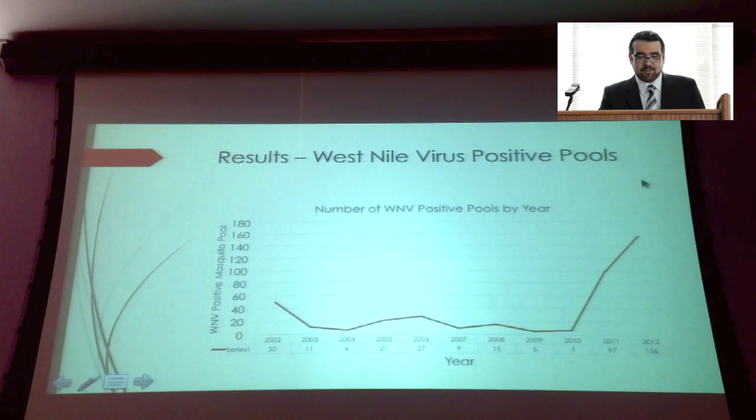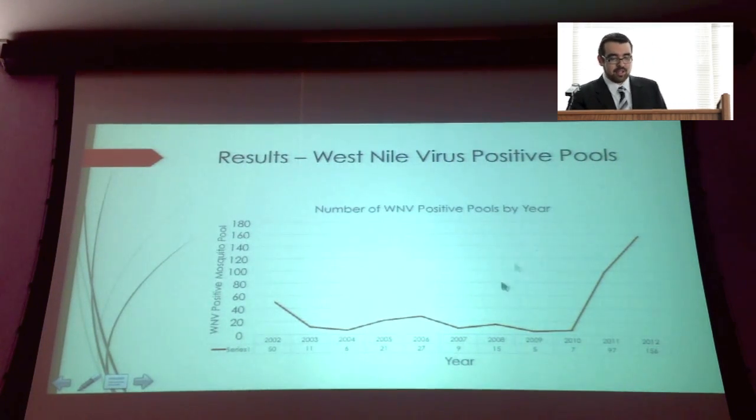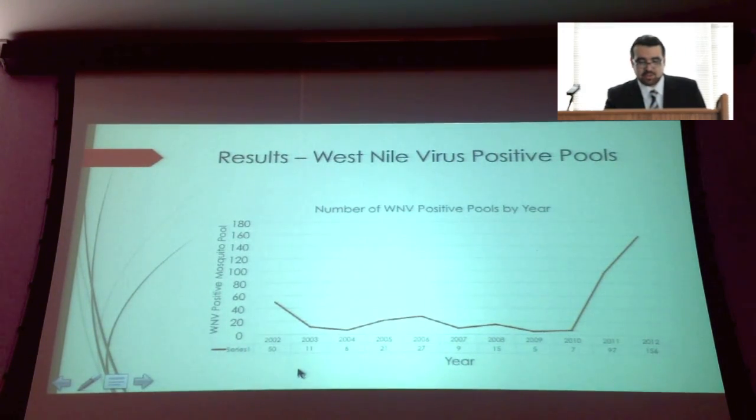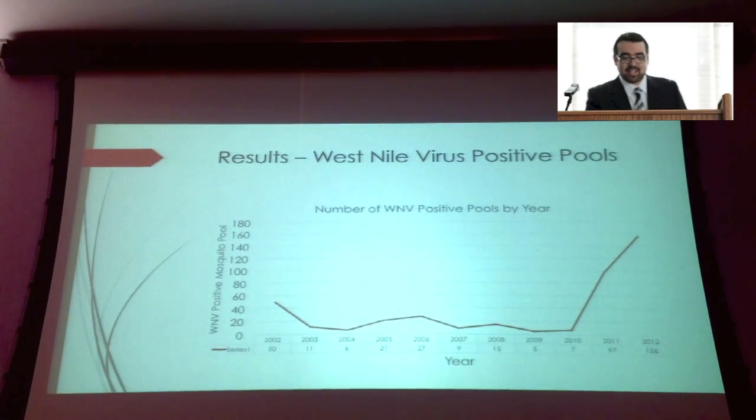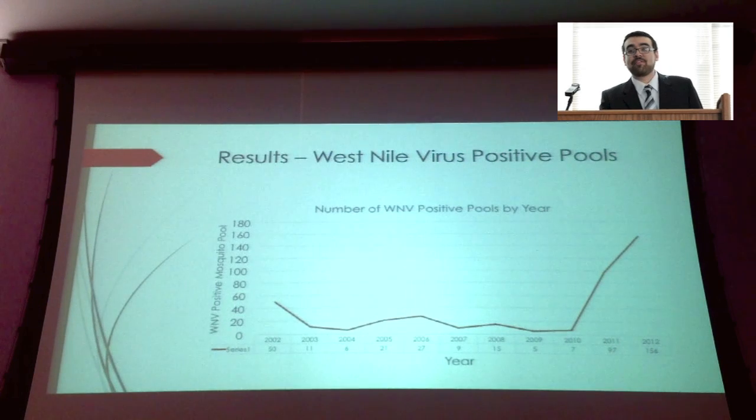For the West Nile virus positive pools, there were 50 in 2002, and 7 in 2010, when the report showed that there were only 5 cases for Ohio. But in 2011 and 2012 the number increased to 97 positive pools and 156 positive pools.